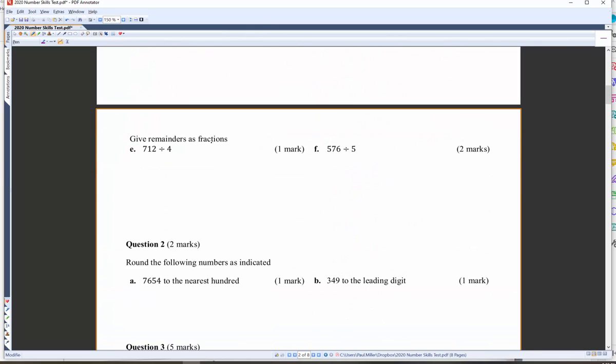Okay, some division where the remainders needed to be as fractions. So we're going to put 4 into 712. 4 goes into 7 once, with 3 left over. 4 goes into 31 7 times, with 3 left over. 4 goes into 32 8 times. So the answer is 178.